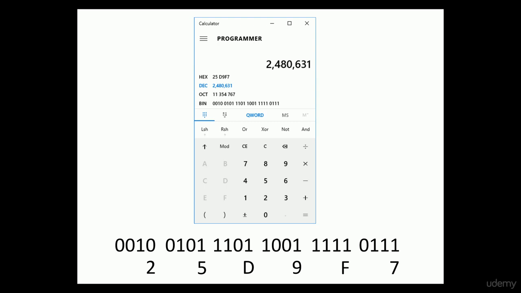But hexadecimal has the added benefit of being much shorter and much easier to read than a long stream of ones and zeros. You will often see numbers represented in hexadecimal form when you're working with computers. It's important to understand what it is and how to convert between it and binary.